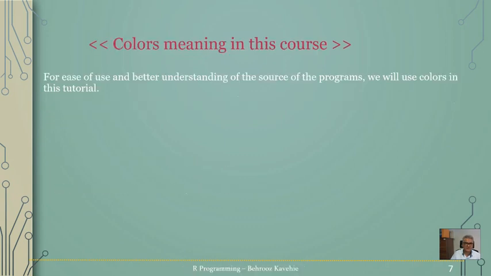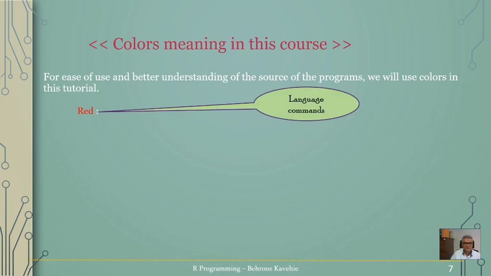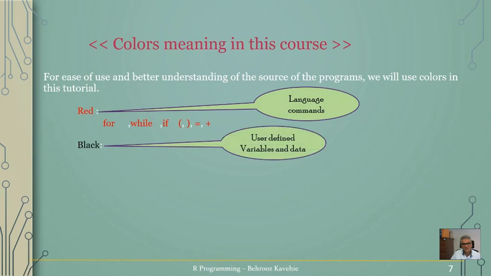In this tutorial, I have used 3 colors in order for you to easily differentiate between program sources. Let's go through the color coding I have used. The color red is used to indicate reserved words and operators of R. Take a look at the examples. The color black is used to indicate user-defined variables, meaning the names and data I myself have defined in the process. I have provided 2 examples.